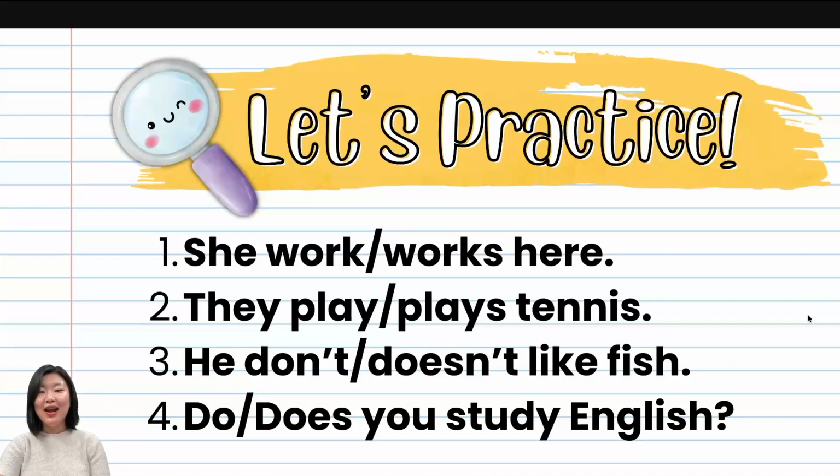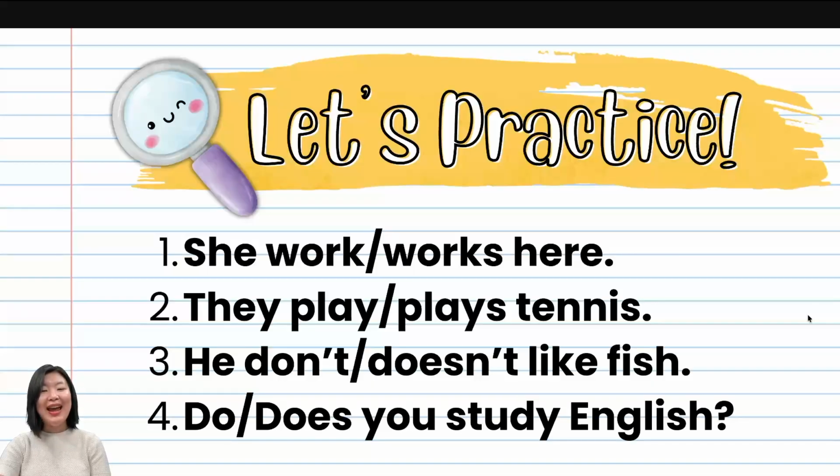So let's practice. Number 1, she work or works here. Here, you want to make sure that you circle works. Since she is a third person singular, you must add an S to your verb. Number 2, they play or plays tennis. Here, you want to pick play because they is not a third person singular.